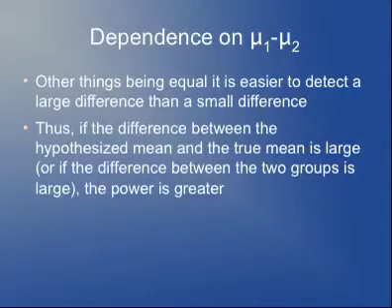And the other thing that your power depends on is the true difference in means, mu1 minus mu2, that is the difference between the mean of your population of interest and your hypothesized mean, or the true difference in means between the two groups that you're comparing. So other things being equal, it's easier to detect a large difference than a small one, not surprisingly. So if the difference between the hypothesized mean and the true mean is large, you get better power. Easy enough, hopefully.